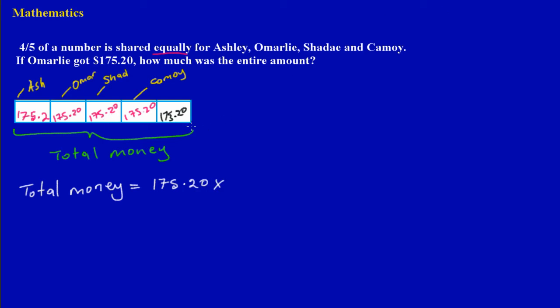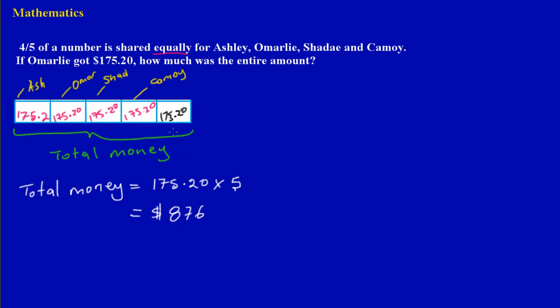Since there are 5 equal parts in my fraction bar, I have to multiply the 5 by the amount that holds in each part. Let me just work this out quickly on my calculator, and I would get a total of $876. So there you go. The total money that was shared would be $876, and that's looking at it from a diagram perspective.